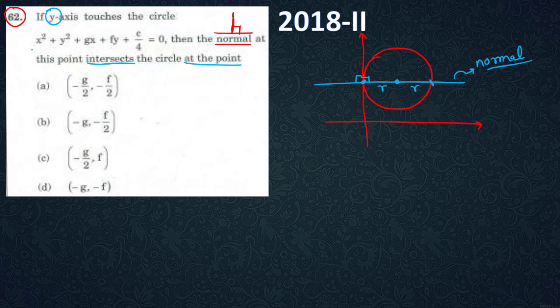Find out the center of the given circle. So what will its center be? The center is minus g by 2, minus f by 2. This is the center, so I will mark this. So minus g by 2 comma minus f by 2 is the center. Okay. Now they are asking the coordinate of this point.